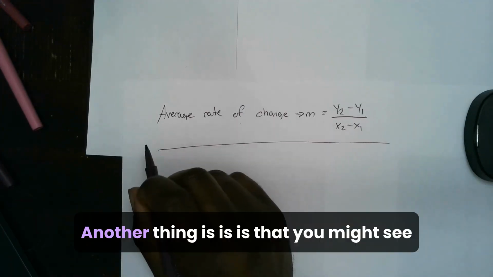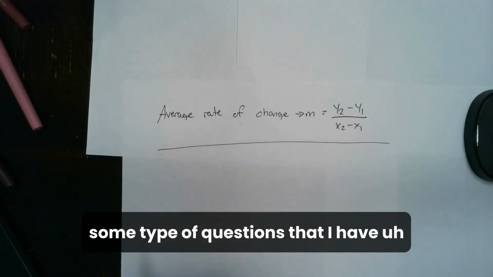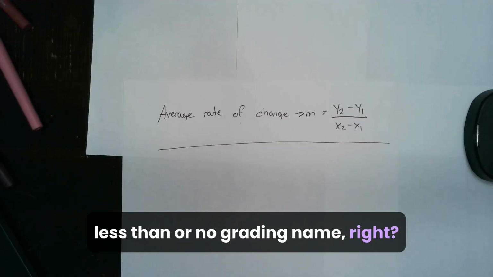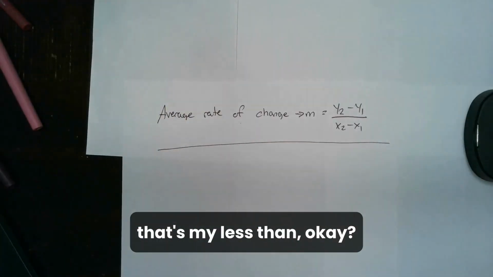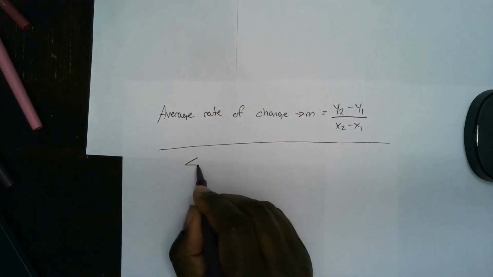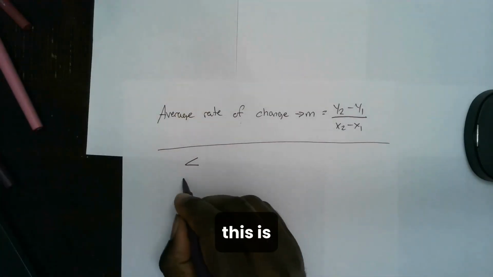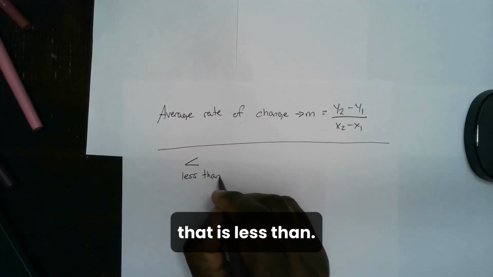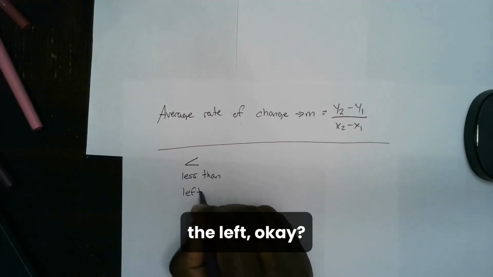That's one thing that you may come across. Another thing is that you might see some type of questions that have less than or equal or greater than, right? So if I put the L's up, that's my less than. That is less than, which means that is also pointing to the left.